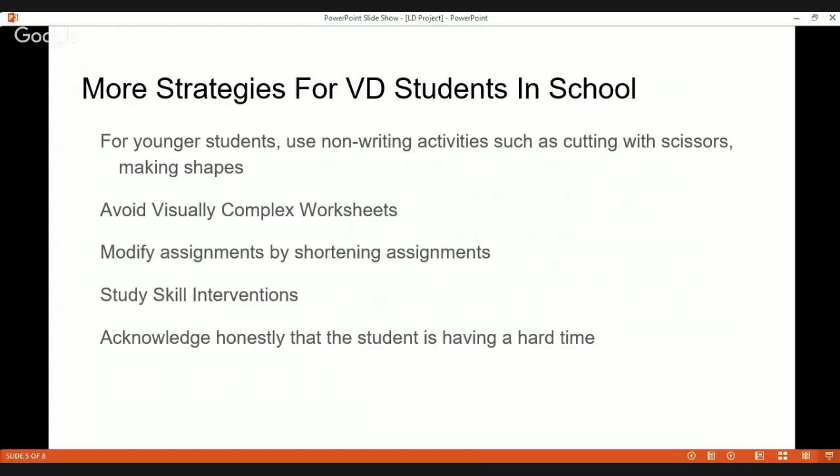Avoiding visually complex worksheets. I feel like this is more for older students, when you get into middle school and high school. The more complex the worksheet, the more stuff on the worksheet, I feel like that's where you would lose kids with those visual issues.